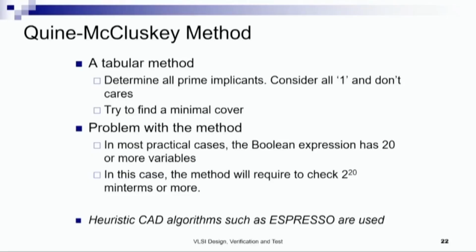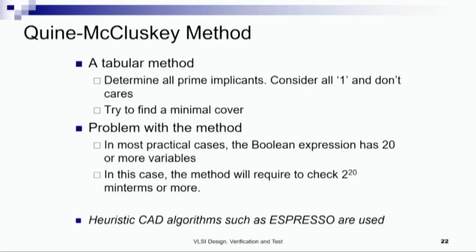In the Quine-McCluskey method, we don't represent it visually in the form of a map. It's a tabular method. So what do we do here? Basically, I am not going to discuss the entire method here. I'll just explain the basics, the fundamentals of this method. We determine all prime implicants like in the Karnaugh map, but in a tabular form, and we consider all the ones and don't cares while determining the prime implicants similarly. And then we try to find a minimum cover, but using a tabular method.